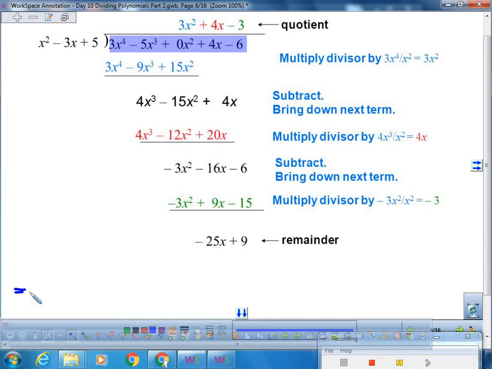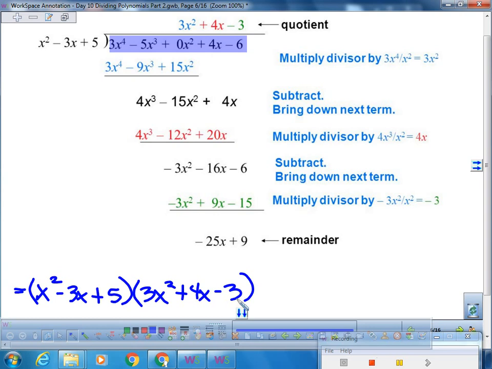So I can write it as x squared minus 3x plus 5 times 3x squared plus 4x minus 3 with a remainder of negative 25x plus 9. I can say that this whole thing right here is equal to this multiplied by this with this remaining. Okay, this is the only new part today that I'm showing you.